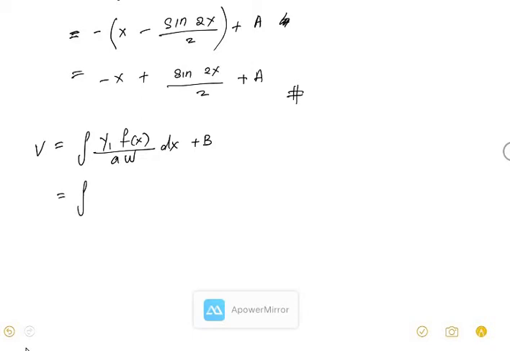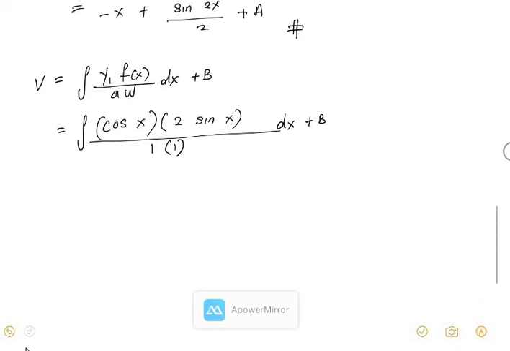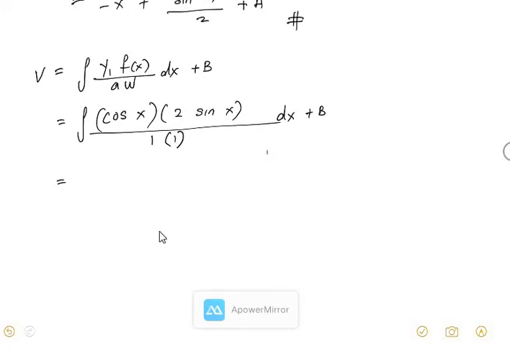Next we find v equal to integral of y1 f(x) divided by aW dx plus b. So y1 we get is cos x, f(x) is 2 sin x, a is 1, W also 1. So we integrate by substituting. We assume u as sin x.